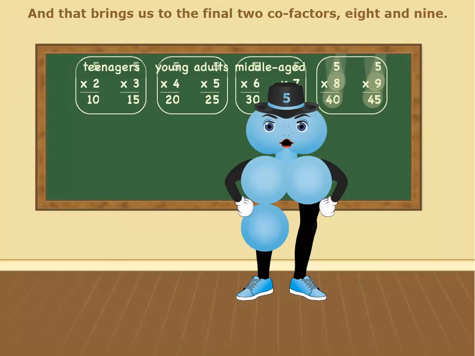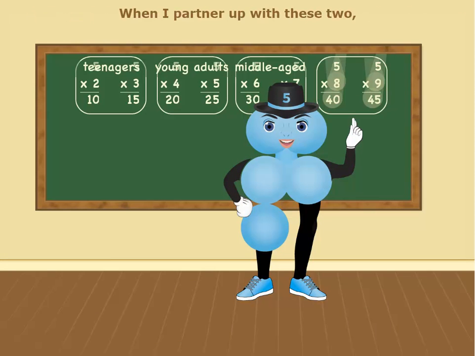And that brings us to the final two cofactors, 8 and 9. When I partner up with these two, we produce 40 and 45 respectively. Now I know that people in their 40s seem ancient to you guys, so when I partner up with 8 and 9, I call them the old folks.